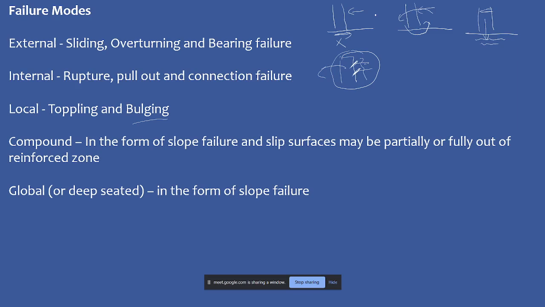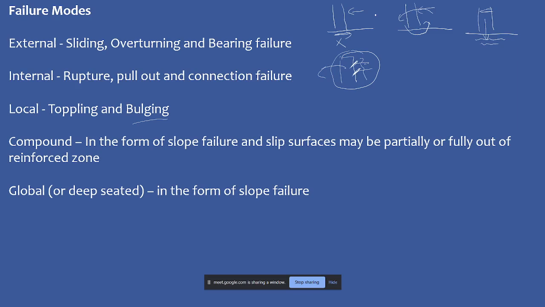Then we have the bulging part. If the mechanically stabilized earth wall is very weak in flexural strength, for example in this part, your wall can have a bulging nature here if the lateral force available is very high. So this is the bulging we can see.